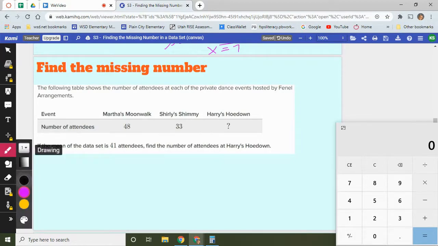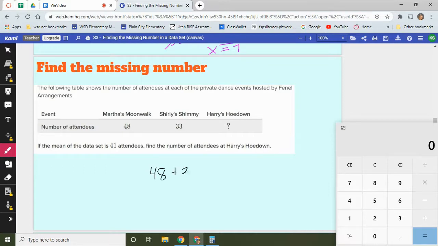All right, let's go through it. So the following table shows the number of attendees at each of the private dance events hosted by Vanilla Arrangements. So we have 48 plus 33 plus the missing. This time we're dividing by a small number, right? There's only 3. And it says the mean of the data is 41.